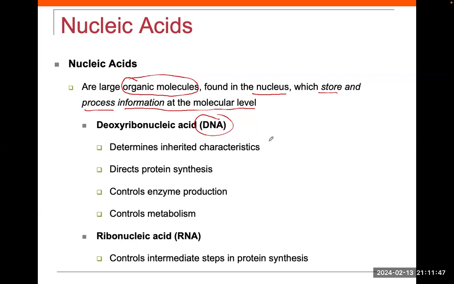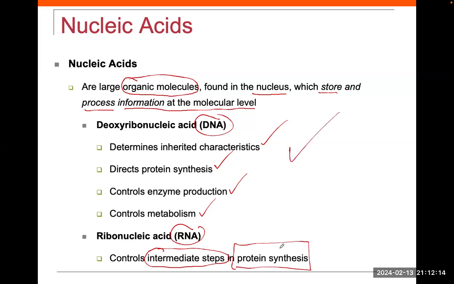So it's going to determine the inherited characteristics of an individual. It's going to direct protein synthesis. It controls enzyme production, and it controls metabolism. What is ribonucleic acid? It controls all the intermediate steps in protein synthesis. Okay, so this may have the instructions. This is actually doing it.